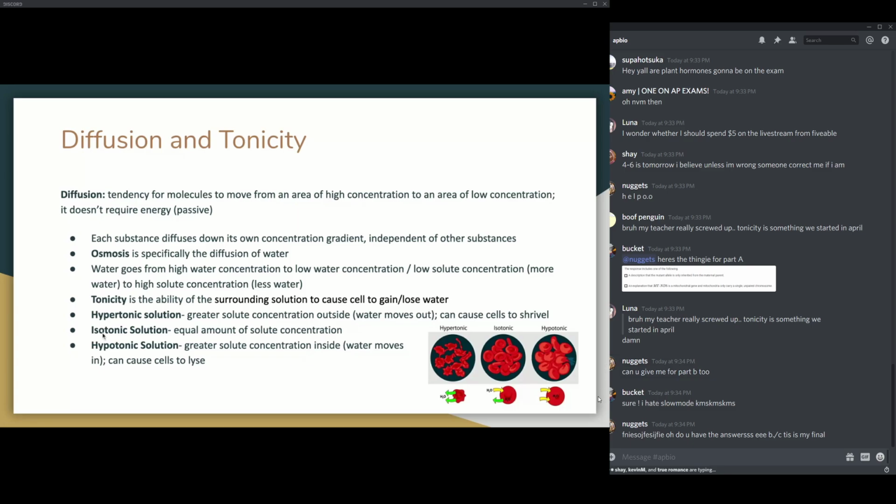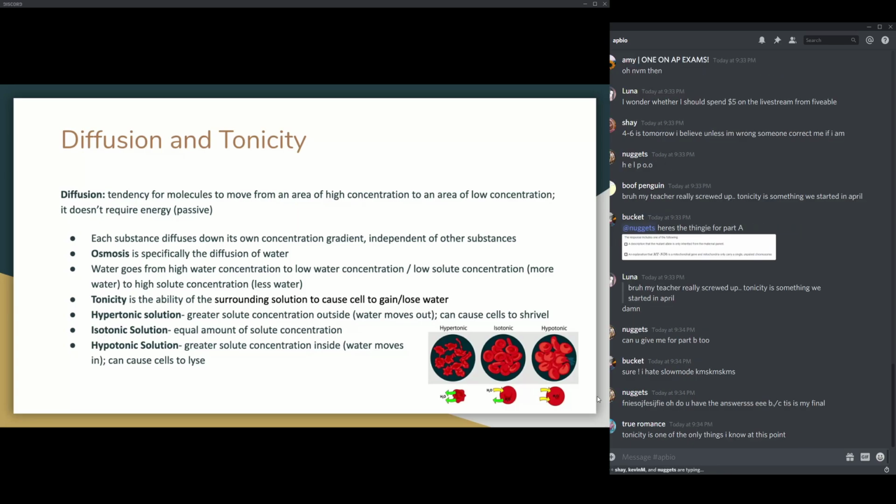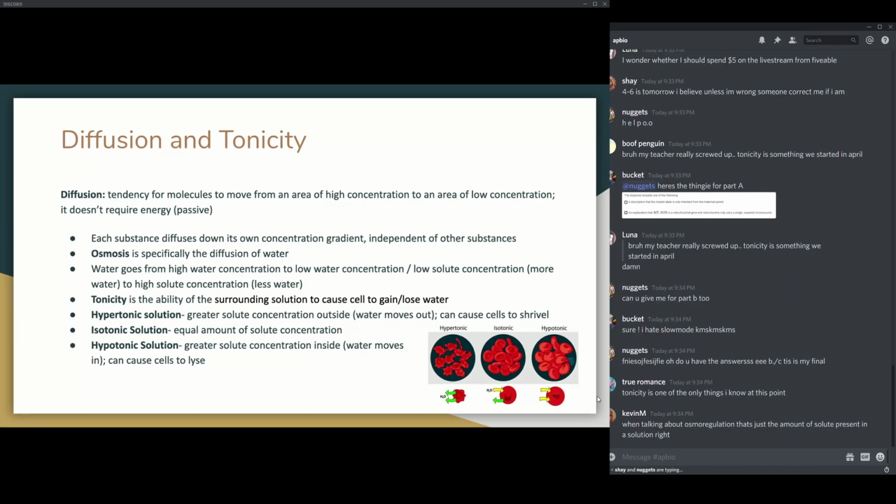And so cells could lyse, specifically animal cells. You also have hypertonic solution, which is when you have a greater solute concentration outside, which means that water will move accordingly with the solutes, and that cells will shrivel.